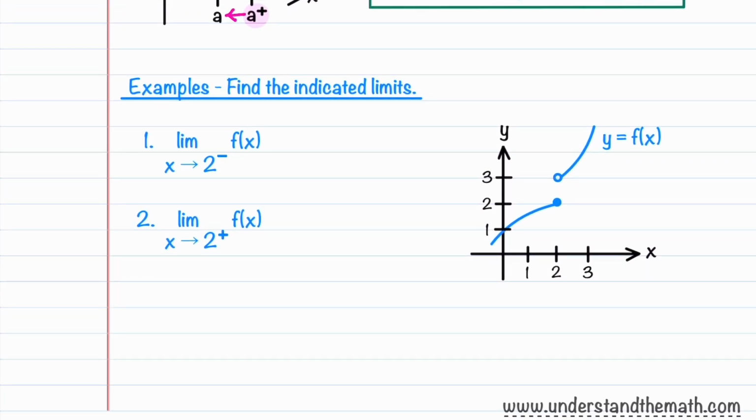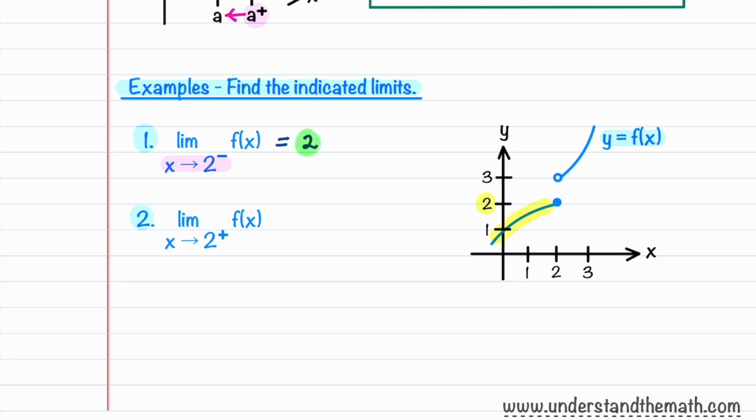Let's now look at some examples where we're going to find the indicated limit. For both of these limits, we have to refer to the graph here on the right. In our first example, we're going to be looking at the limit as x approaches 2 from the left. So as we approach 2 from the left, our function is going to approach the value 2. So we say that this limit is equal to 2.